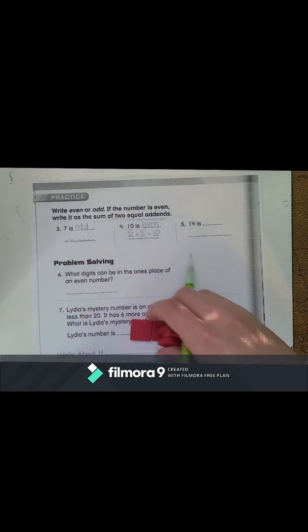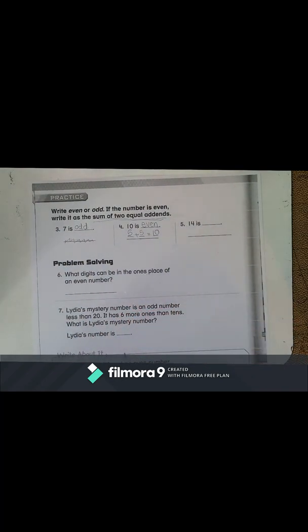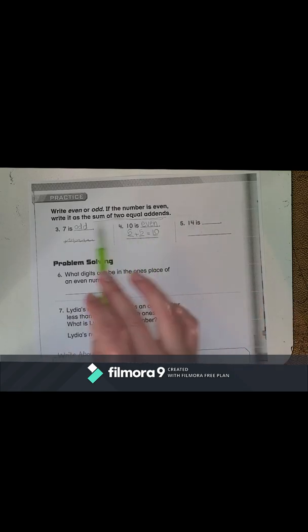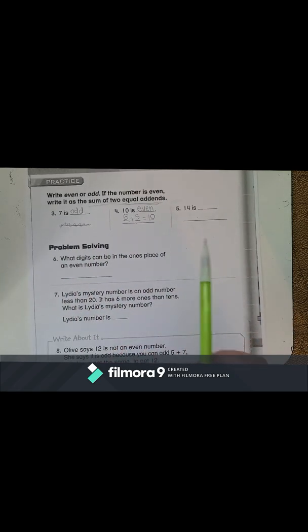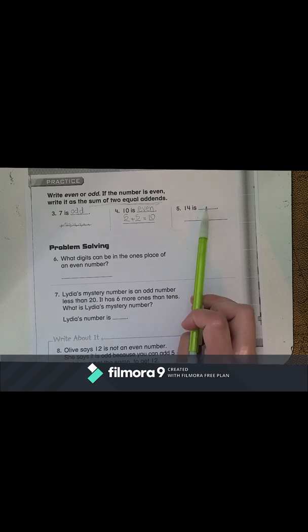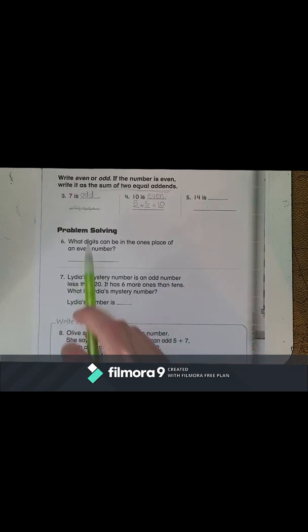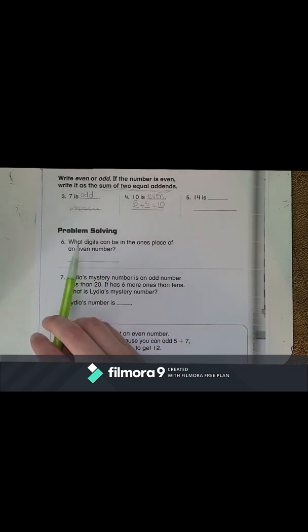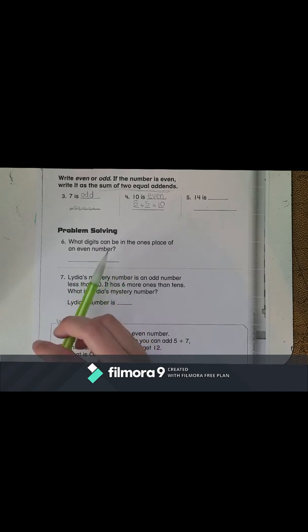We're at 8 minutes. We're going to skip this problem. You're going to do it the same way. If you want to build it, or if you know off the top of your head if it's odd or even. This problem says, what digits can be in the ones place of an even number?